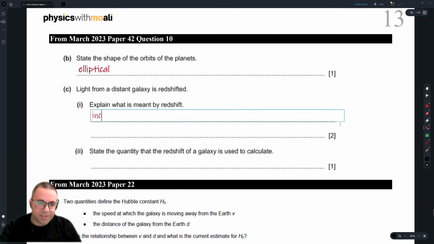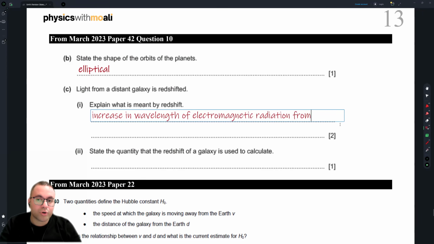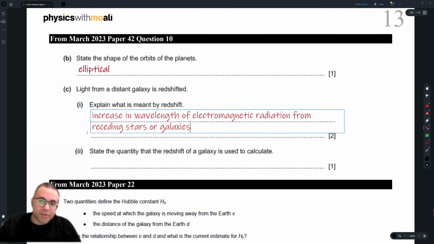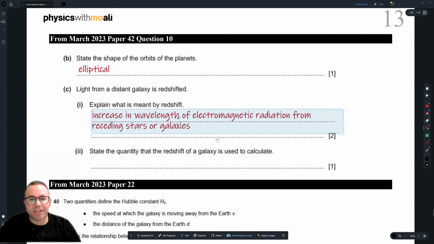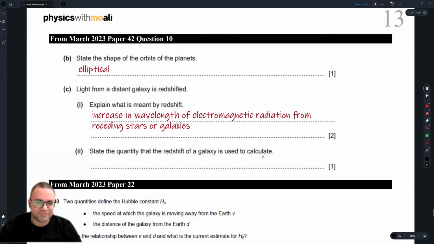Redshift is the increase in wavelength of electromagnetic radiation from receding stars or galaxies. If you forget the term receding, just say from stars or galaxies moving away from us or moving away from Earth. State the quantity that the redshift of a galaxy is used to calculate.